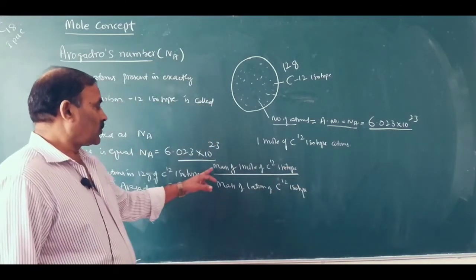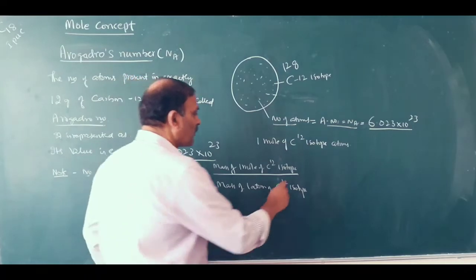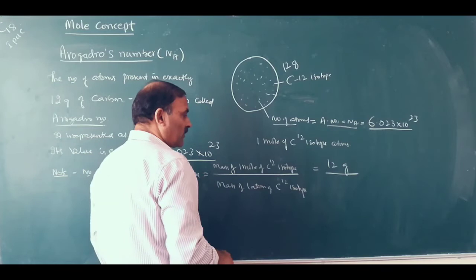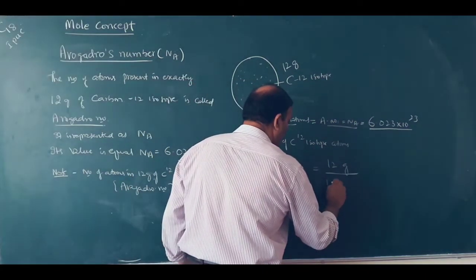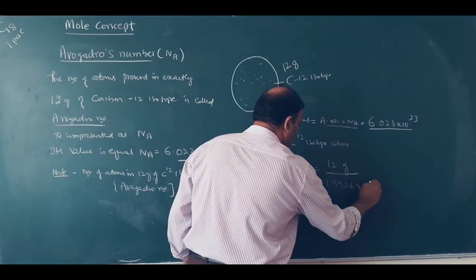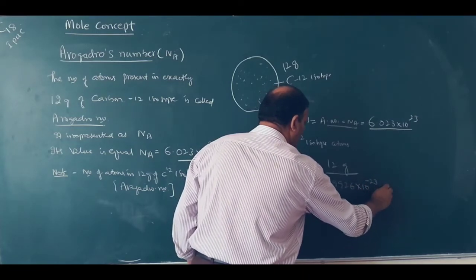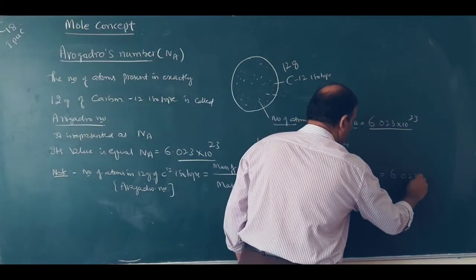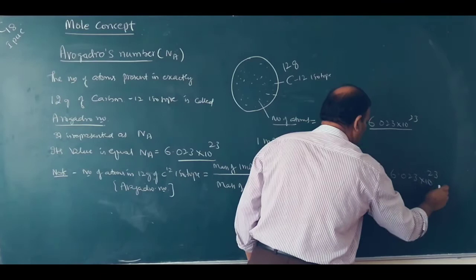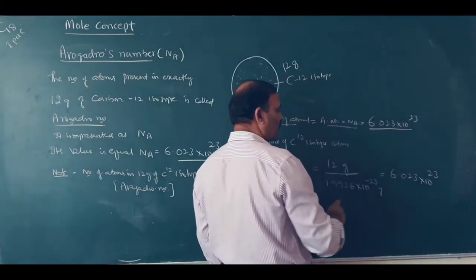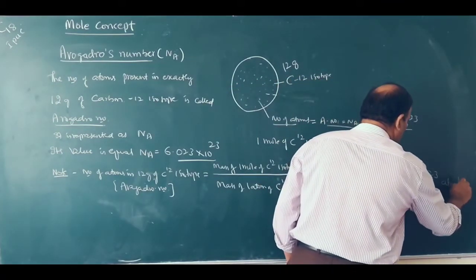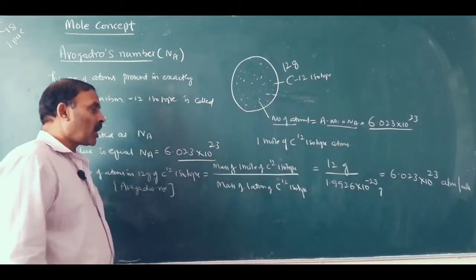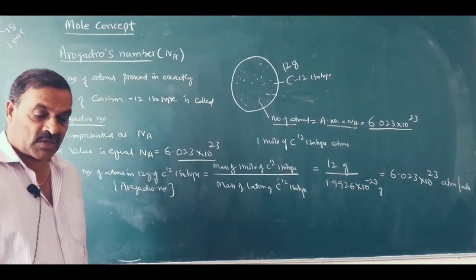Mass of 1 mole of carbon 12 isotope is equal to 12 gram. Mass of 1 atom of carbon 12 isotope is 1.9926 into 10 to the power of minus 23 gram. This is equal to 6.023 into 10 to the power of 23 atoms per mole. This is how we can get Avogadro number.